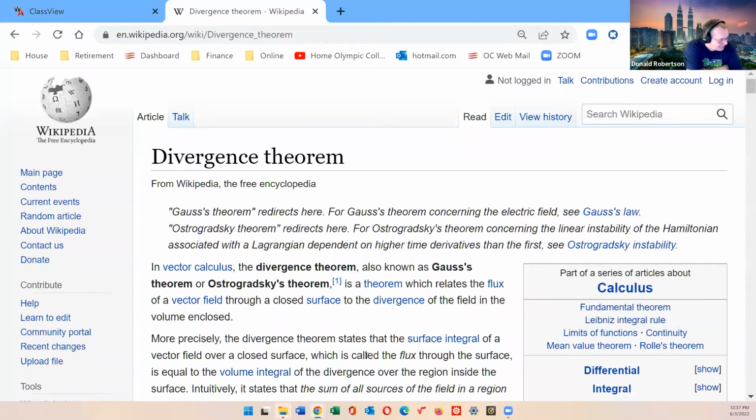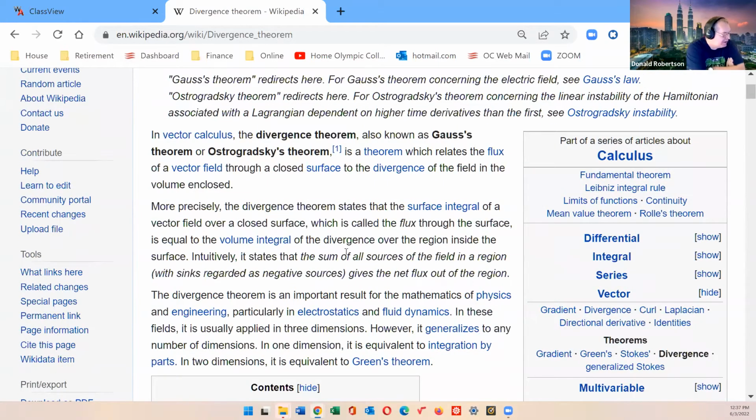In vector calculus, the divergence theorem, also known as Gauss's theorem, or I'm not even going to pronounce that guy, but he's probably a Russian, is a theorem which relates the flux of a vector field through a closed surface to the divergence of the field in the volume it's enclosed by. More precisely, the divergence theorem states that the surface integral of a vector field over a closed surface, which we call flux, through that surface is equal to the volume integral. What that essentially is telling us is that we can calculate flux by rewriting it in terms of a triple integral, i.e. a volume.